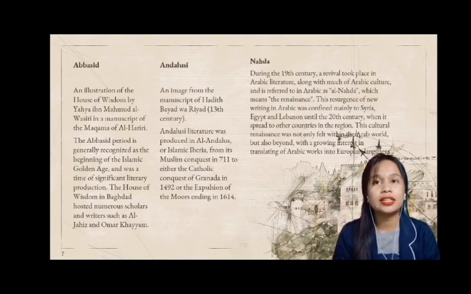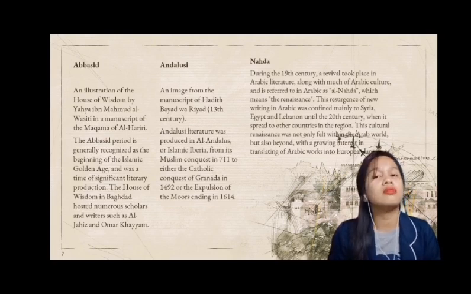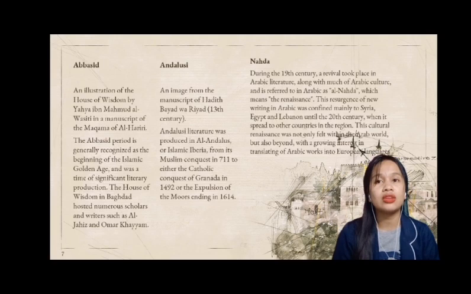The next part is the Abbasid, shown in an illustration of the House of Wisdom by Yahya ibn Mahmud al-Wasiti in a manuscript of the Maqamat of al-Hariri. The Abbasid period is generally recognized as the beginning of the Islamic Golden Age and was a time of significant literary production. The House of Wisdom in Baghdad hosted numerous scholars and writers such as Al-Jahiz and Omar Khayyam.